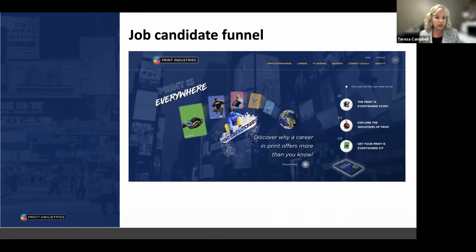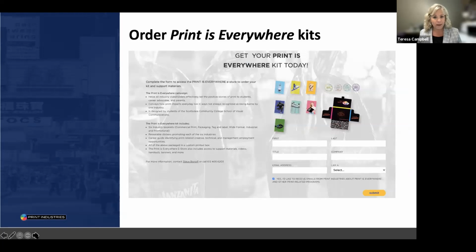On the printindustries.org website, you can go to Print is Everywhere and see that campaign. It is really a recruitment campaign to help explain what print is. There are 6 segments explained with 6 different booklets of different segments of the market. There is a page where you can order your Print is Everywhere kit that comes in a fabulous box with all of those brochures, and start using it to explain what our industry is and what it does. There are a lot of people who are not knowledgeable about what we do and excited about what it is. And they'd rather be doing this work than food service work.